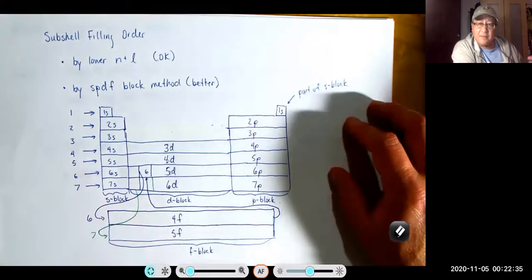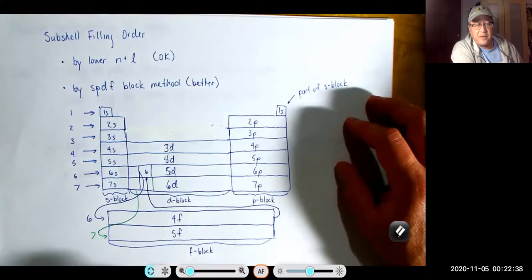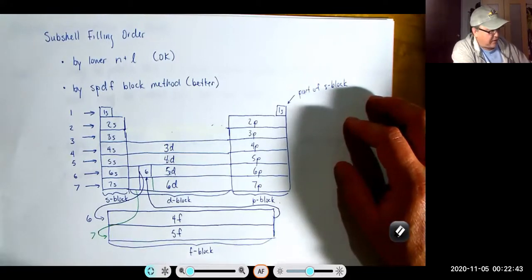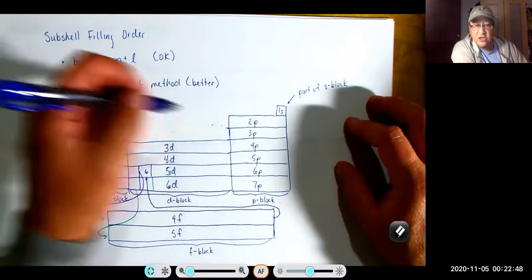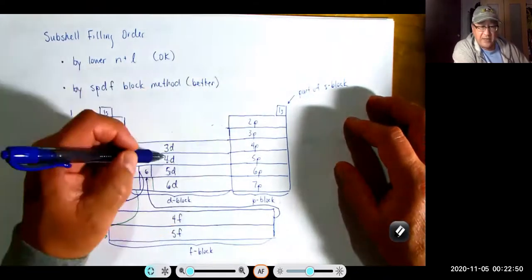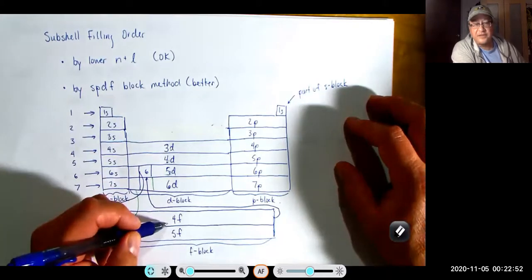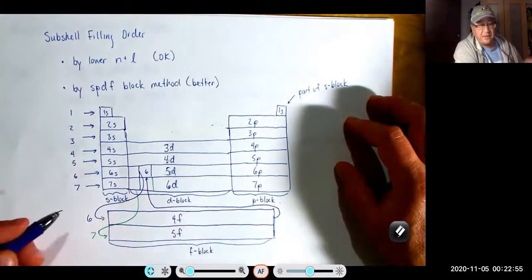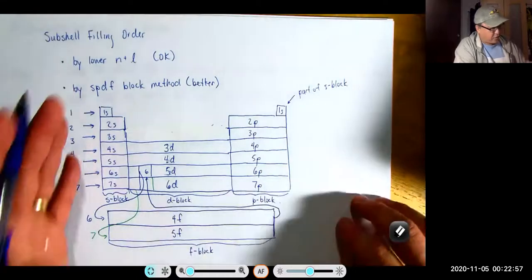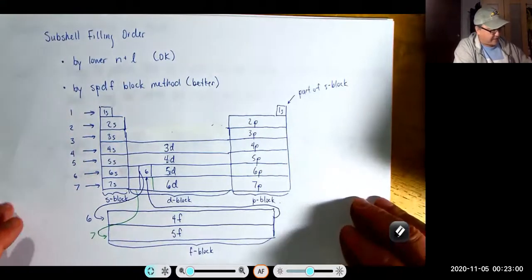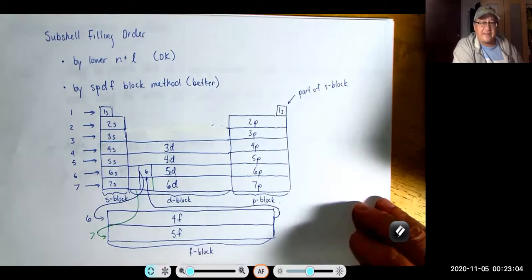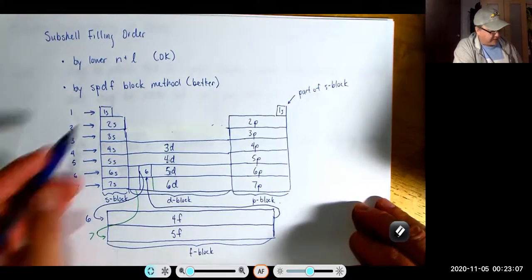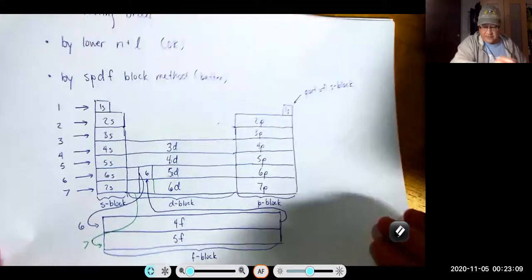But the way I like to remember the blocks is this way. You start numbering each block with a different numbering. So here in the S block, you start with a 1. The P block, 2. The D block, 3. And the F block, 4. It's as easy as 1, 2, 3, 4. So this is what I like to use for getting the electron configuration of atoms, and as a starting point for filling the subshells based on this. So we're going to take a look at this again in a bit.